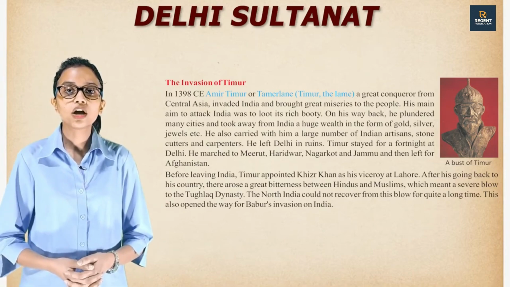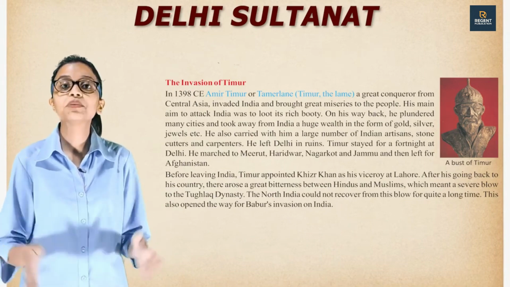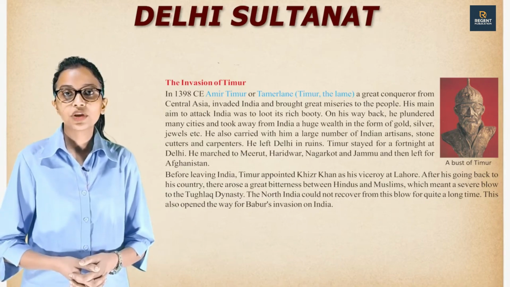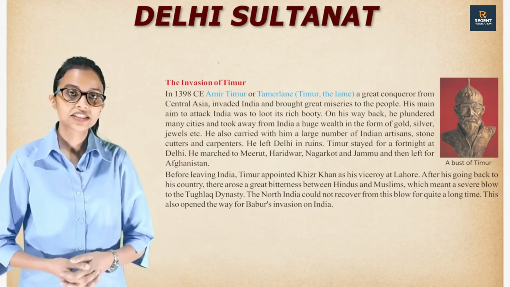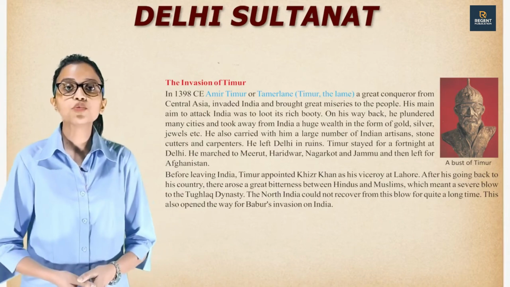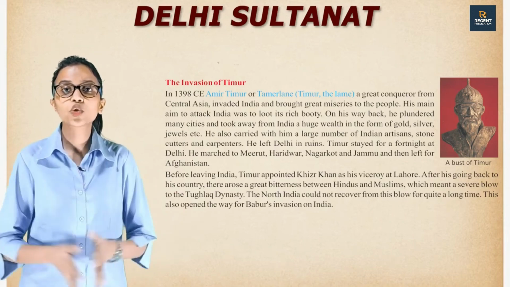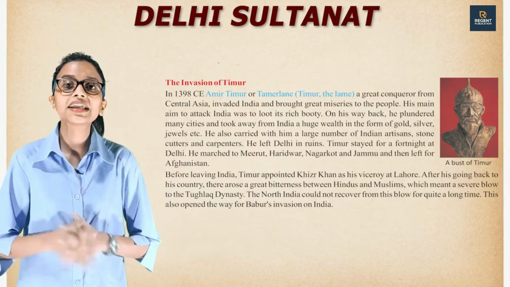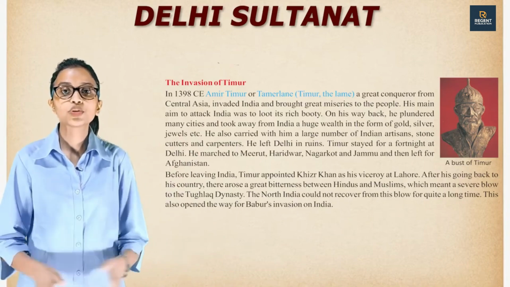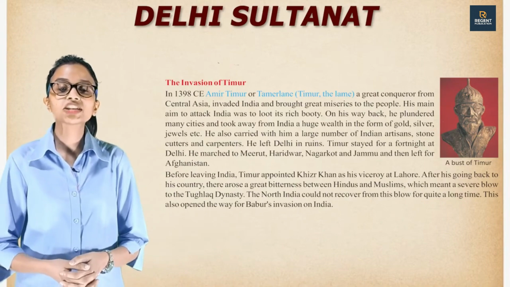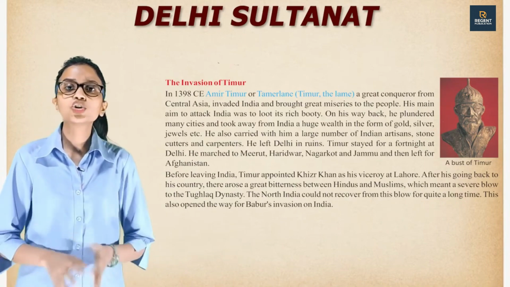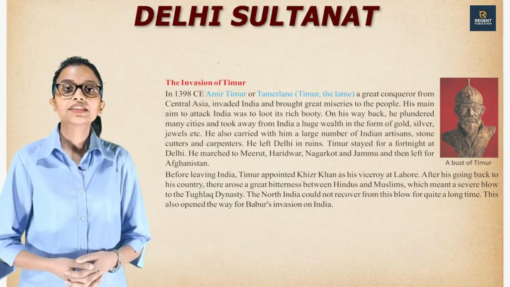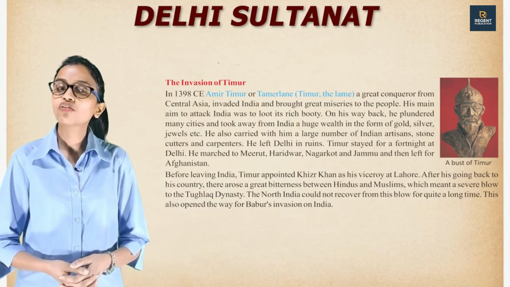Taimur stayed for a fortnight at Delhi. He marched to Meerut, Haridwar, Nagarkot and Jammu and then left for Afghanistan. Before leaving India, Taimur appointed Khizr Khan as his viceroy at Lahore. After his going back to his country, there arose a great bitterness between Hindus and Muslims, which meant a severe blow to the Tughlaq dynasty. North India could not recover from this blow for quite a long time. This also opened the way for Babur's invasion of India.